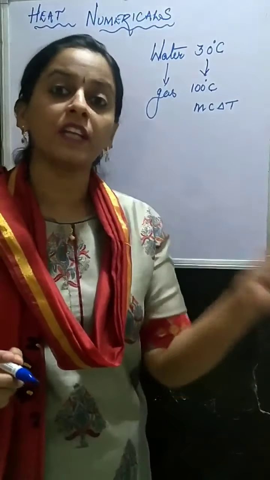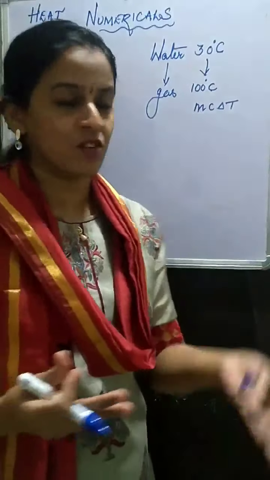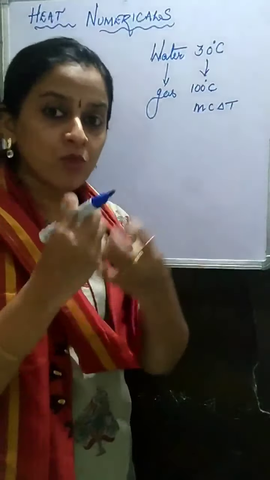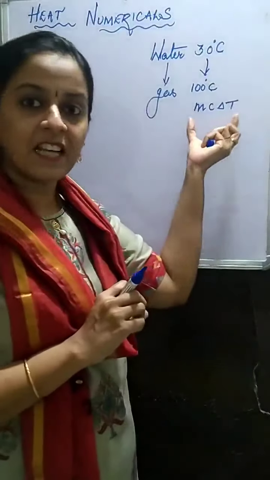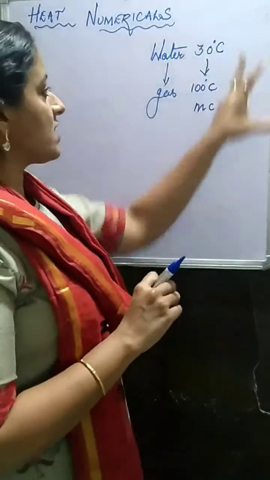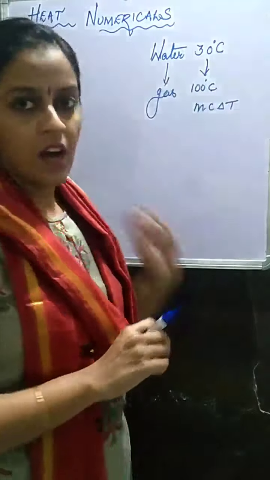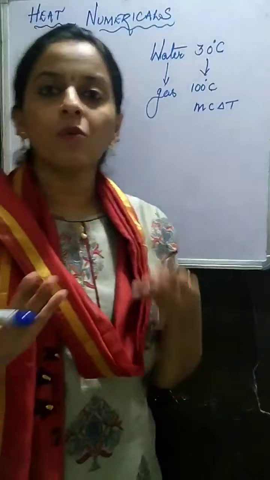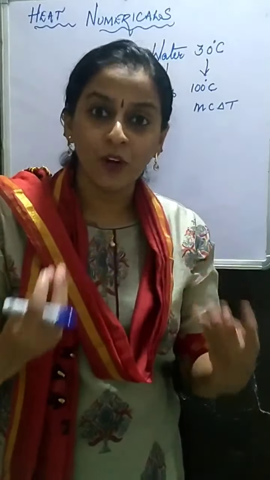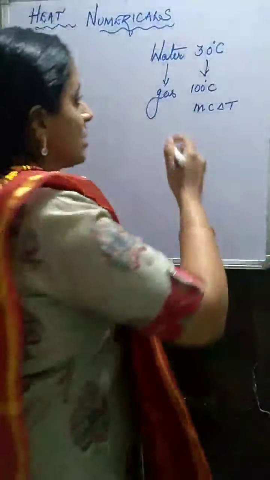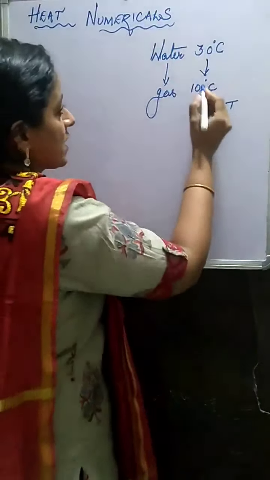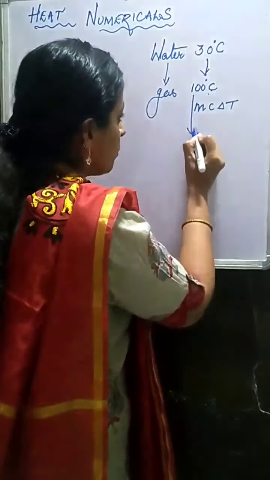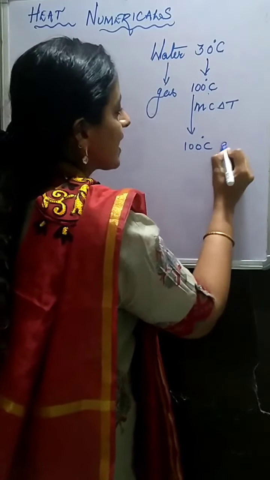I hope you remember the sum that we did in the previous class. Water was heated from 20 to 100. Temperature increased. So how much heat is absorbed? Water absorbed heat. That is mc delta T. The same here, from 30 to 100. Now at 100 degrees Celsius, if you continue heating, what will happen? All the water will get converted into gas. So there is change of state. 100 degrees Celsius water will get converted into 100 degrees Celsius gas.